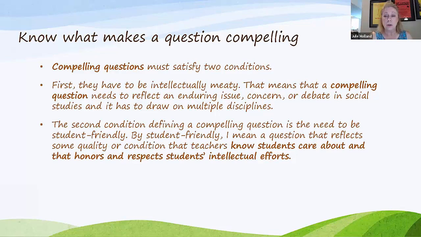It has to reflect that enduring issue or concern or debate in social studies, and it has to draw on multiple disciplines. We have to look at it from multiple lenses, multiple perspectives, for it to really be a compelling question. And secondly, it has to be student-friendly. By student-friendly, I mean a question that reflects some quality or condition that we know students care about and that honors and respects their intellectual efforts. This is something that they could do and answer on their own. Age-appropriate, but something that they want to know about their world, that requires some new knowledge. It's not just an opinion they're throwing out there. They have to find some supporting evidence to answer their thoughts on that compelling question.